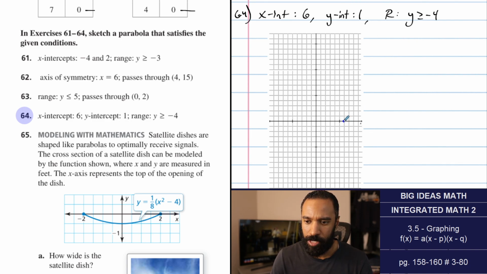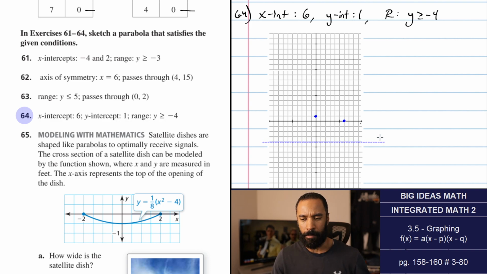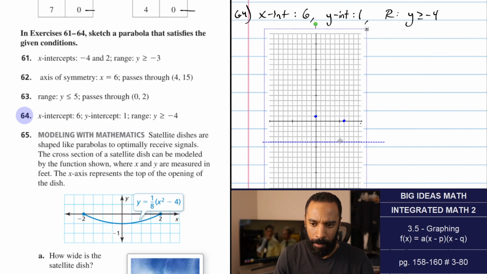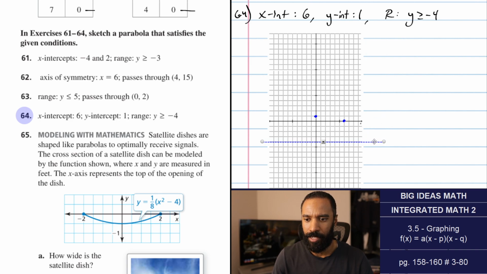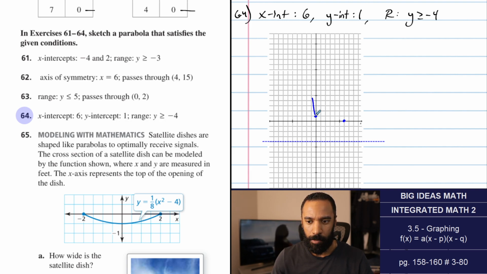What we want to check out, let's plot some of these points. I've got an x-intercept here, one of my x-intercepts. I've got a y-intercept right here. For my range, this isn't an axis of symmetry, but I'm going to draw a dotted line over here to say that my vertex needs to be somewhere on this line. Now check this out. There's symmetry to this. So if it needs to be on this line, it needs to go upward. That means somewhere it needs to hit here and come back here.